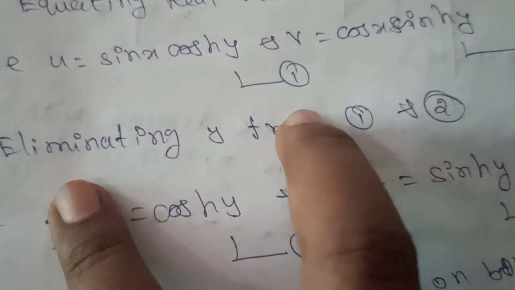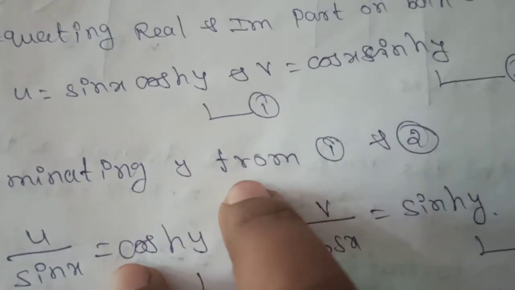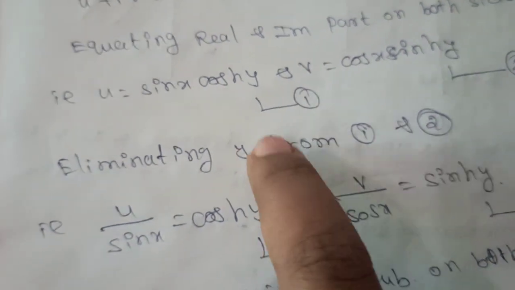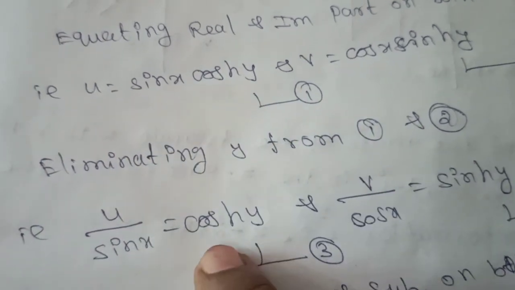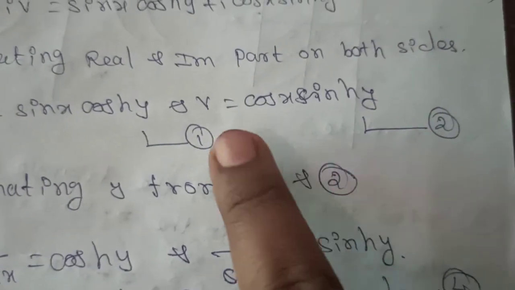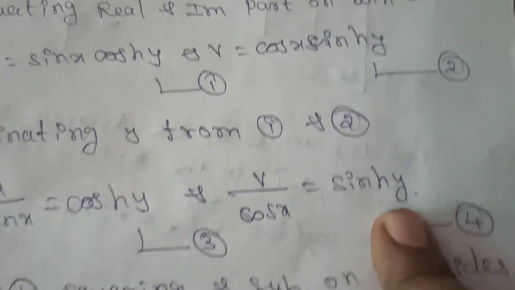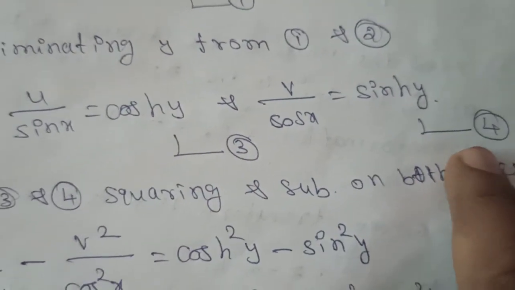Next, from 1 and 2, eliminating y. From 1, u by sin x is equal to cos hy, and from equation 2, v divided by cos x is equal to sin hy. Call these equations 3 and 4.